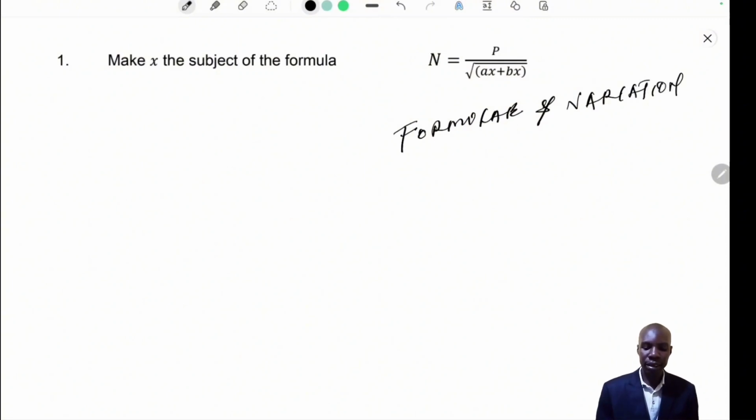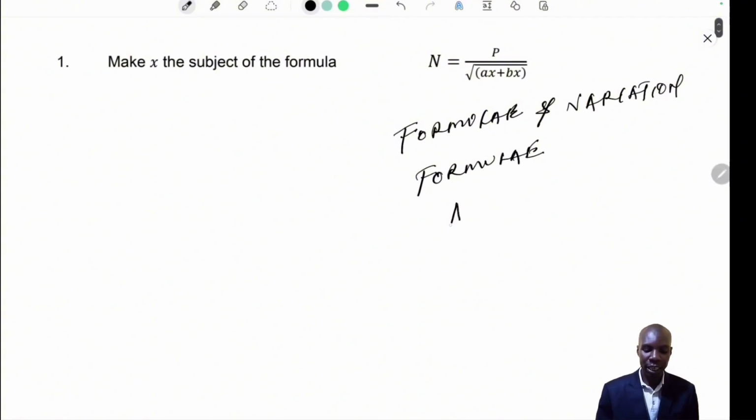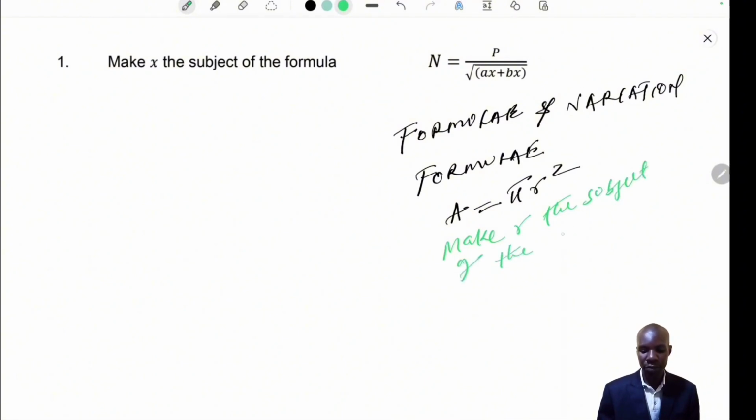And in this lesson, we are going to look at questions that are touching on the area of formula, whereby we are going to find out how to make a given variable the subject of the formula. For example, if you are given that the area of a circle is always given as pi r squared, from here you can be asked to make r the subject of the formula.